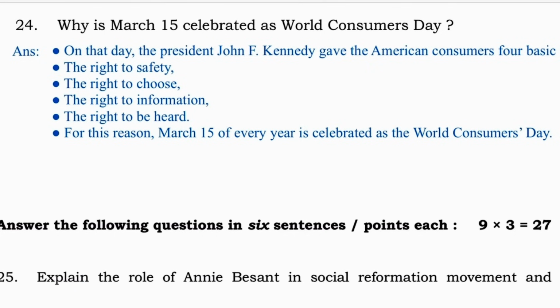24th question. Why is March 15 celebrated as World Consumers Day? On that day, March 15th, President John F. Kennedy gave the American consumers 4 basic rights: the right to safety, the right to choose, the right to information, and the right to be heard. For this reason, March 15 of every year is celebrated as World Consumers Day.